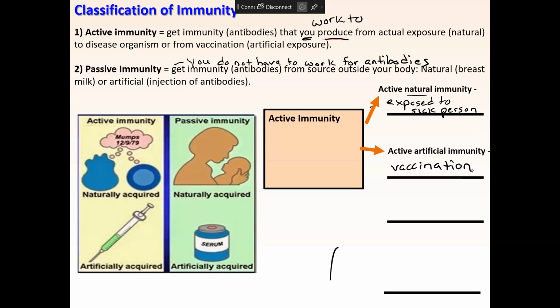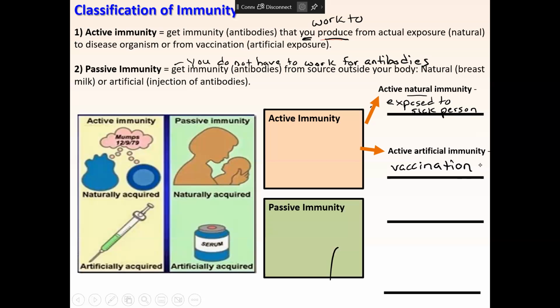Okay. Passive. You don't have to work. The antibodies are given to you. There's natural, and then there's artificial. So the natural passive is breast milk.